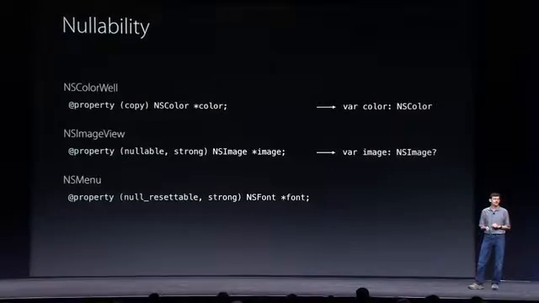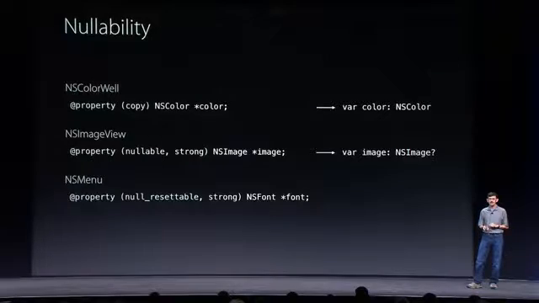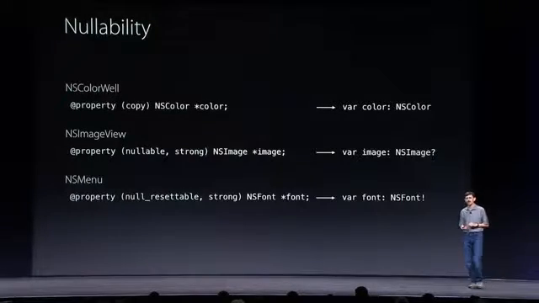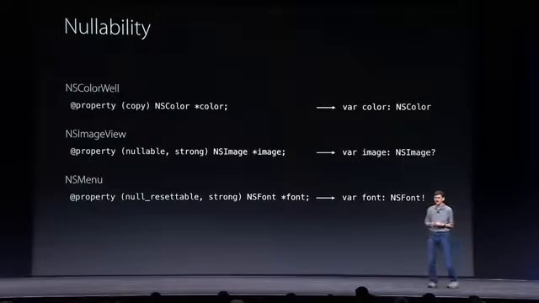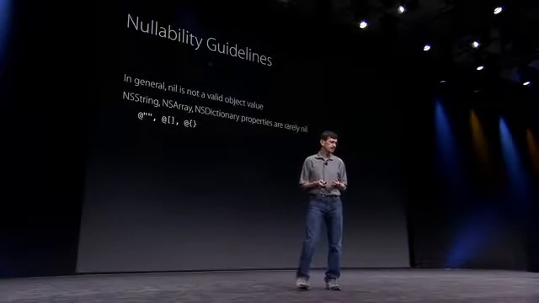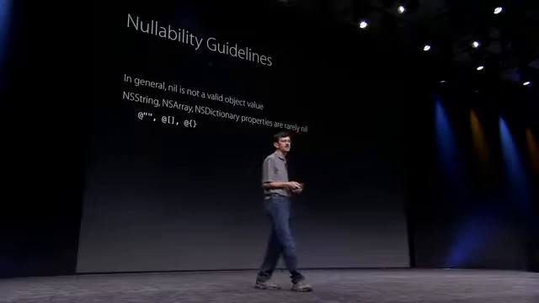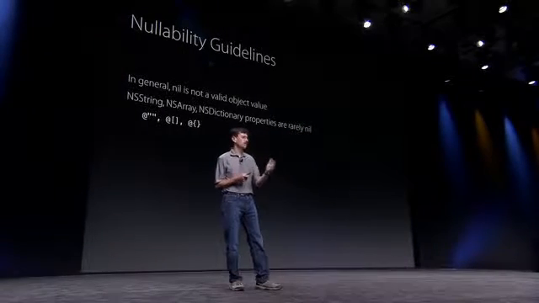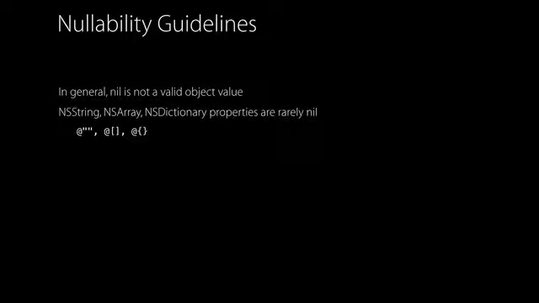The font property of NSMenu is decorated as null resettable, and this comes across as implicitly unwrapped optional. In this case, what this means is you can set this value to nil, but it will never return nil. What NSMenu does is if you ever set it to nil, it just simply goes back to the default font that it would have had for the system. In general, nil is not a valid object value in our APIs. NSString, NSArray, NSDictionary, etc. have easy-to-express empty values.